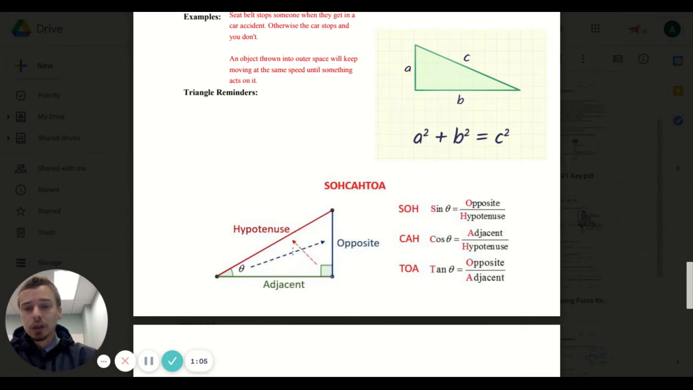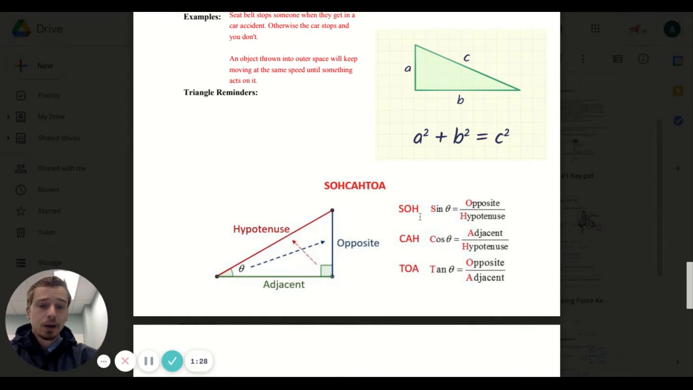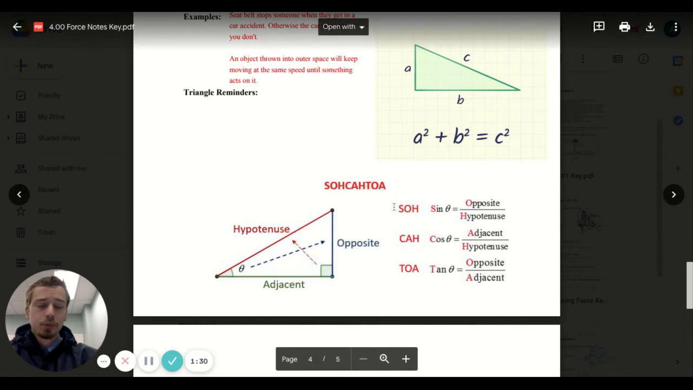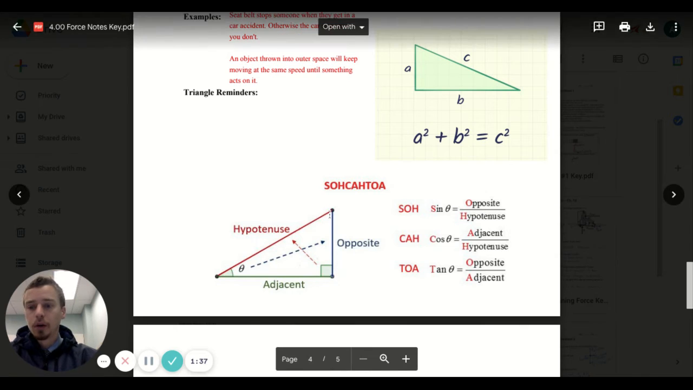SOHCAHTOA is really just a helpful phrase to remember that sine is the opposite over the hypotenuse. If we're looking at this angle, which has theta next to it, a Greek symbol, and we're looking for the sine of that, we would look at the opposite side and then the hypotenuse. So let's say we have the hypotenuse and we're looking for the opposite side. If I know this angle, I just plug it in here, rearrange that, and that should help me figure out how much the force is pulling up.